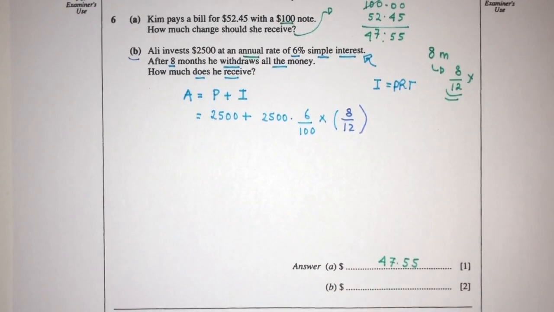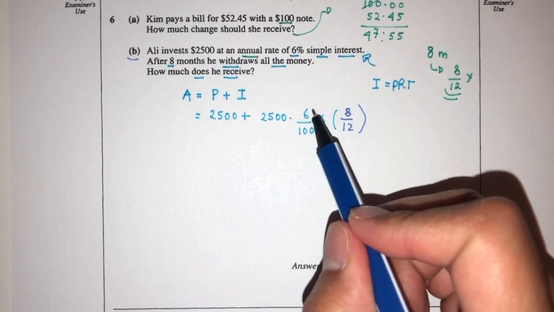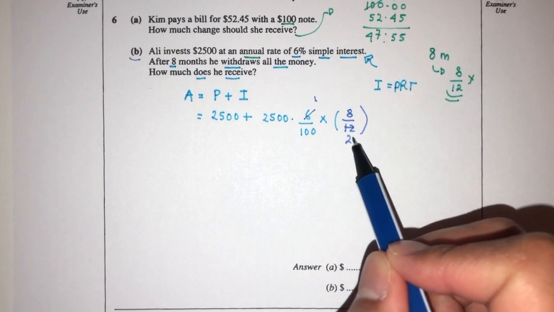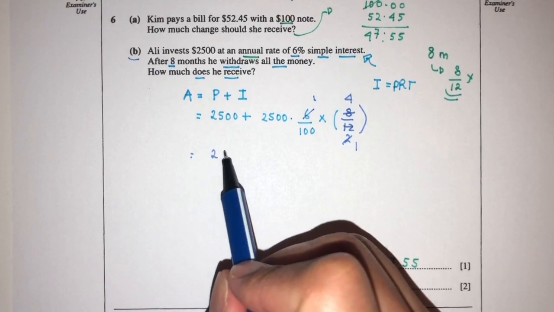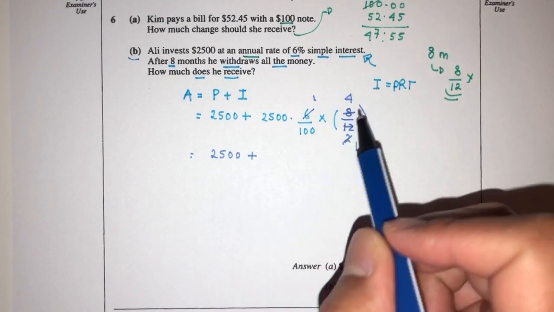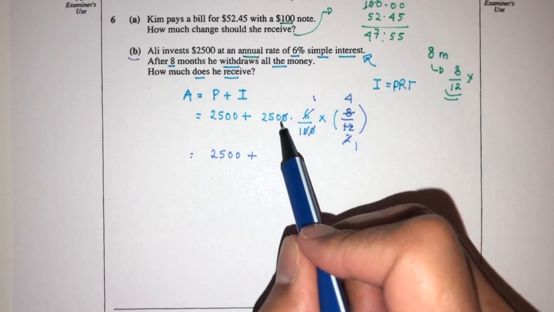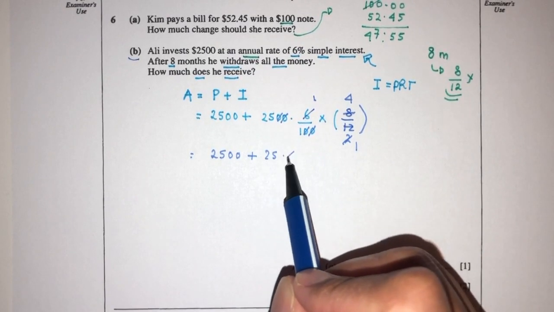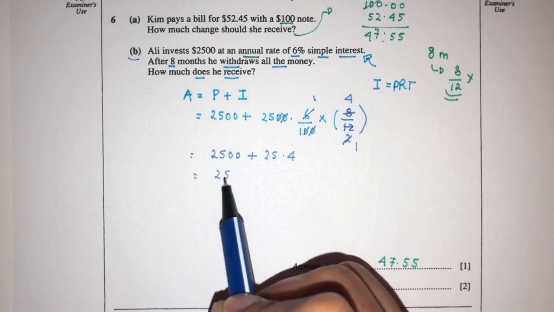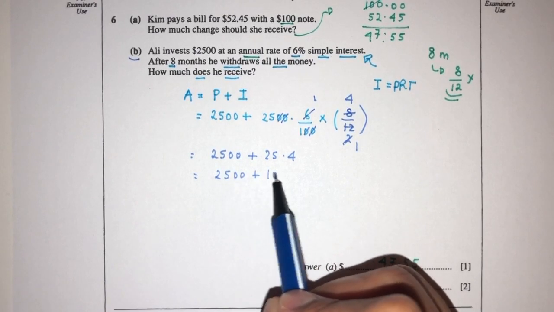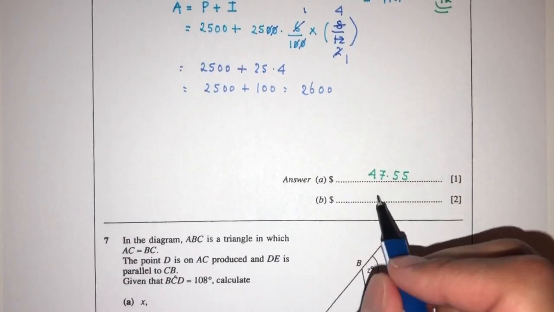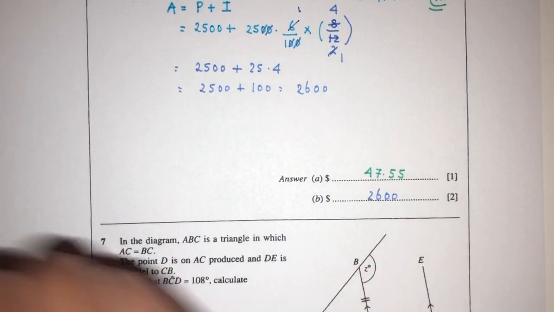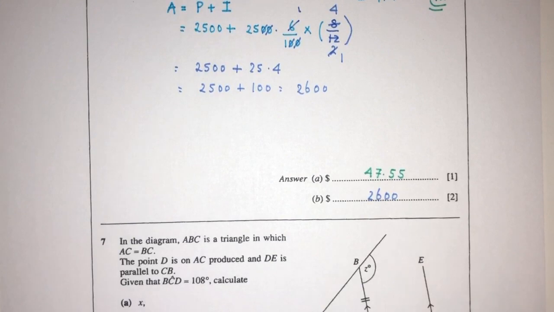Now simplify. So let's see, what do we have? So divide by 6, 1, 2, 1, that will be 4. Okay, so you have 25. Simplify here, 0, 0 goes away. You have 25 times 4, that will be 25 plus 100, and that will be 2600. For your answer for part B of question 6.